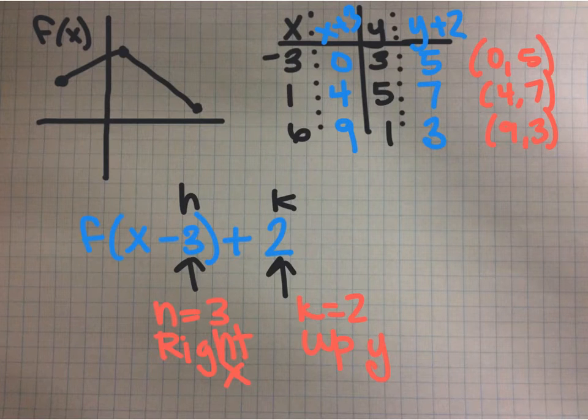1, 2, 3, 4, 5. 1, 2, 3, 4. 1, 2, 3, 4, 5, 6, 7. And let's see, that was 6. So 7, 8, 9, 1, 2, 3. I didn't make it taller or shorter. I just moved it right and up, so the shape should look exactly the same. And it does. Okay, let's try another transformation.